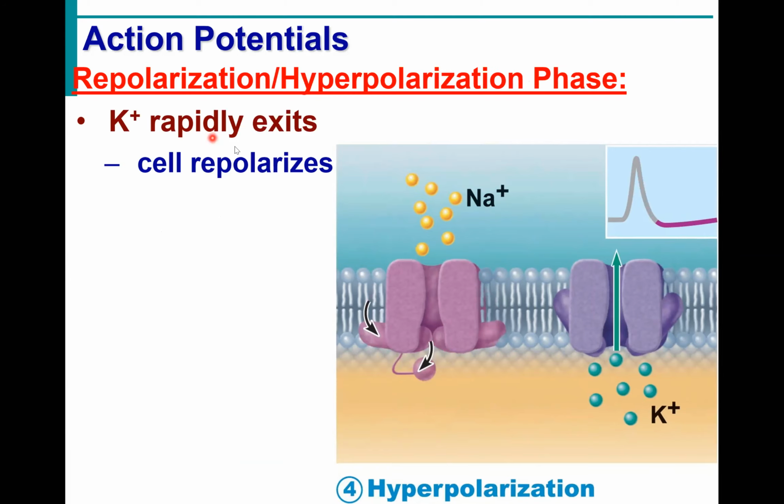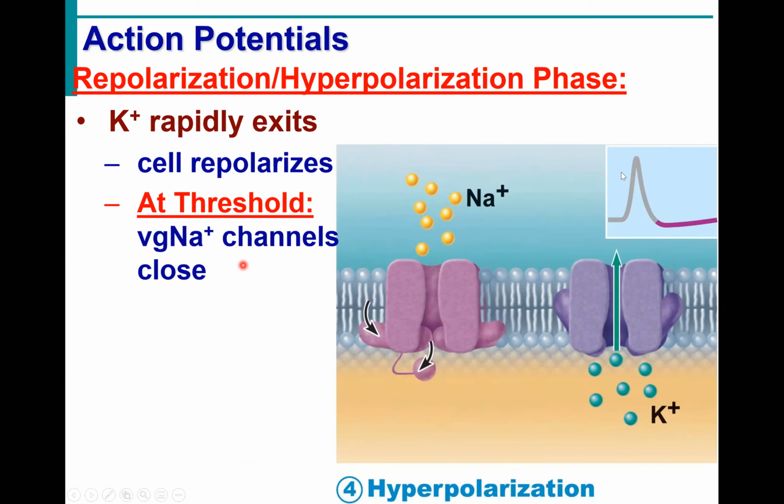So again, potassium rapidly exits the cell and it repolarizes. But remember, and let's cheat and draw a line on here, right? On the way down, it passes threshold. And at that threshold, and notice this beautiful picture does such a great job of showing this, at threshold, that channel closes. When the channel closes, it kicks that ball out. The channel is no longer our voltage gated sodium channel. It is no longer inactive.